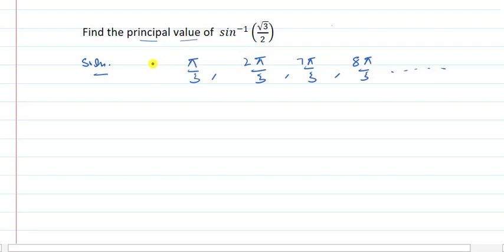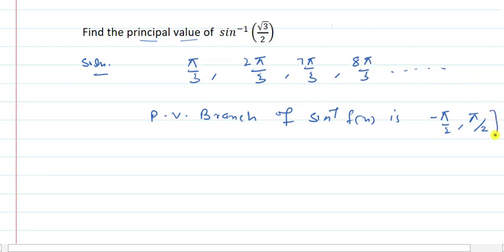So we just need to focus on the principal value branch of the sine inverse function. As we know, the principal value branch of the sine inverse function is minus pi upon 2 to pi upon 2, closed interval. So out of all these values, which one is lying in this interval? Clearly the value pi upon 3 is lying in the principal value branch of the sine inverse function.